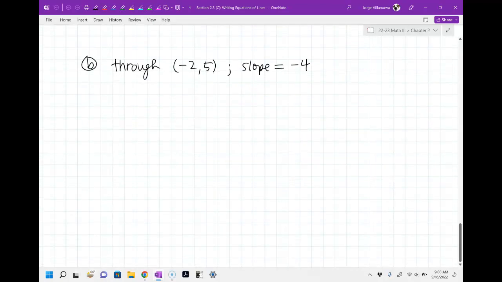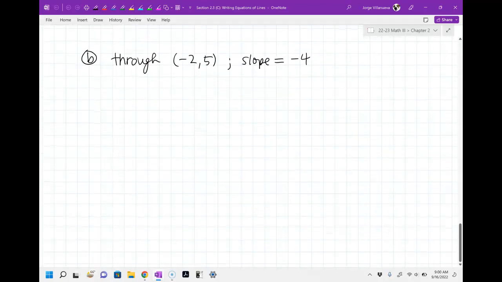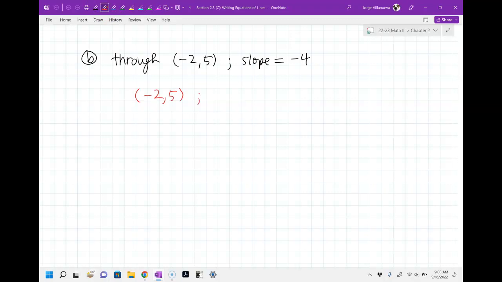Okay, so it's going through (-2, 5), and my slope is -4. So I'm just going to write the information again. (-2, 5), m equals -4. Now I'm going to write my formula just to remind myself. You'll notice I tend to write my formulas over and over again. y equals mx plus b.